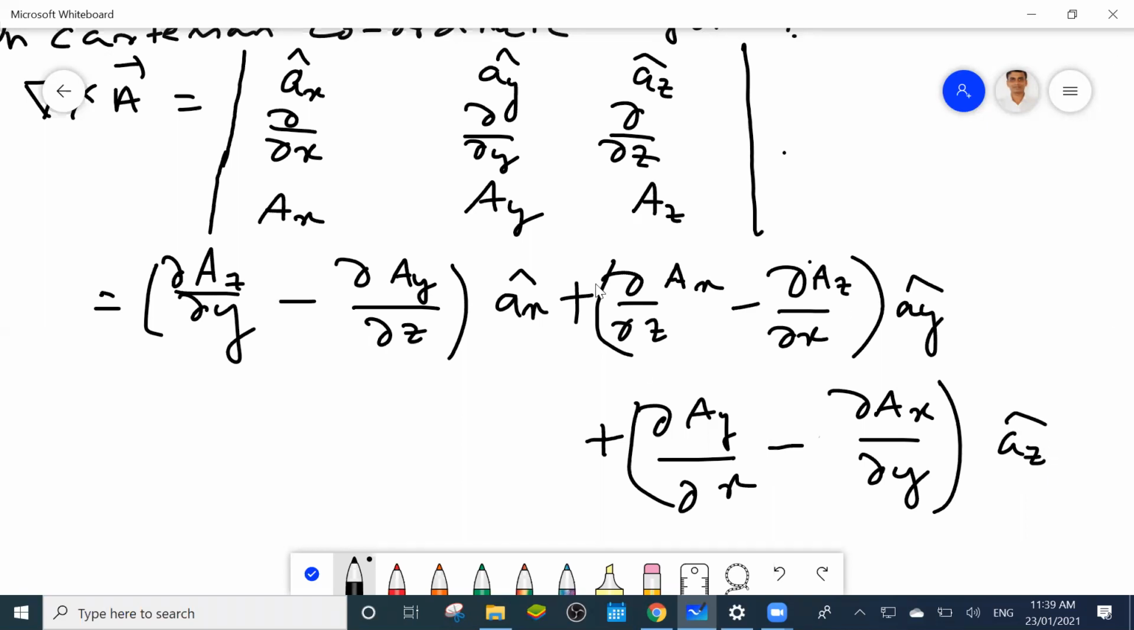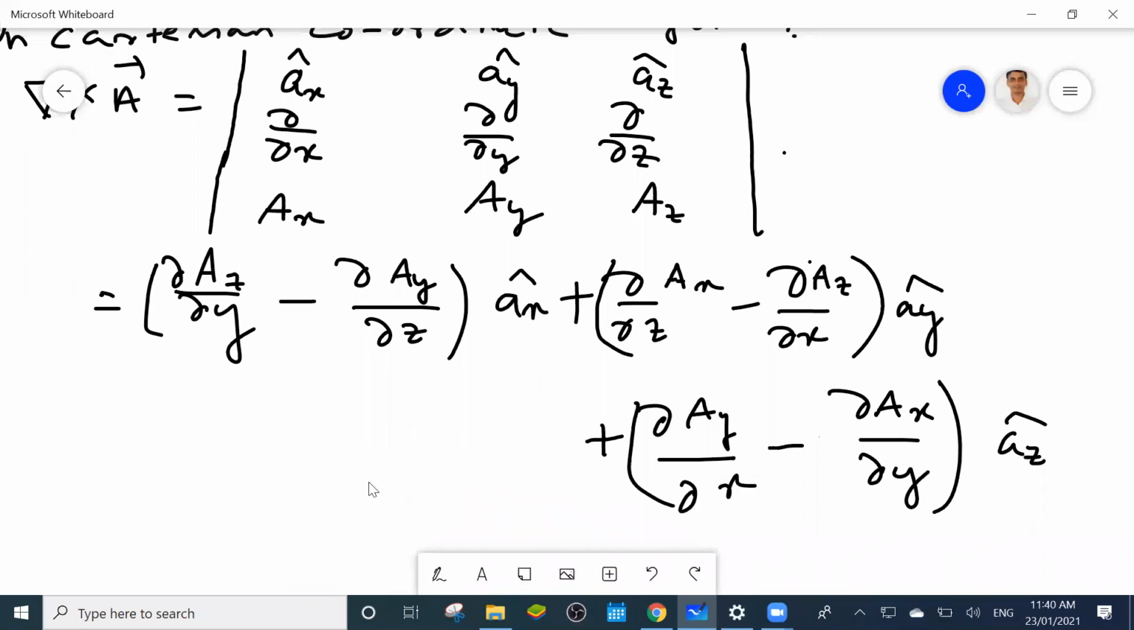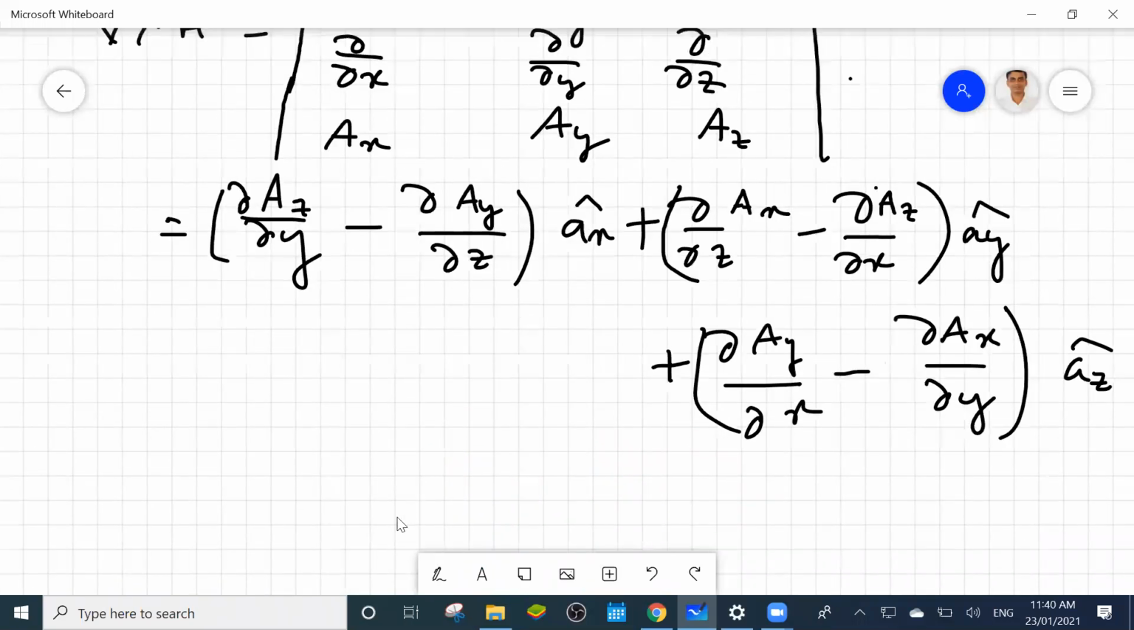Okay. So now in Cartesian coordinate system, if any vector is given, you can find out the divergence, curl, and gradient of A. Yes or no? Any vector given, you can find out the gradient of A, divergence of A, and curl of A in Cartesian coordinate system. Curl means you have to write it in determinant form. Okay? Yes or no? This is clear, everyone? This is important.